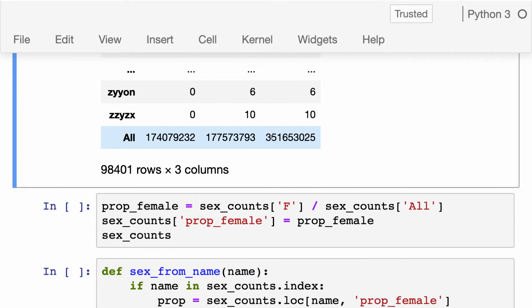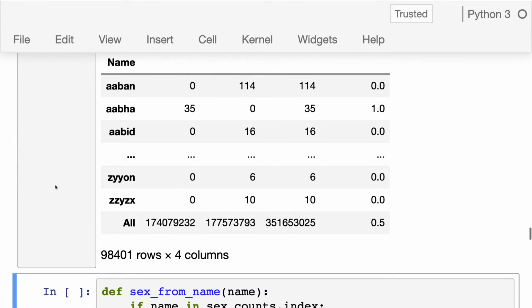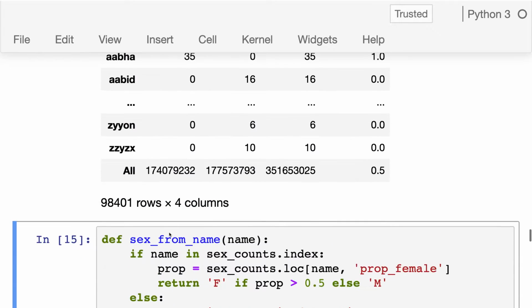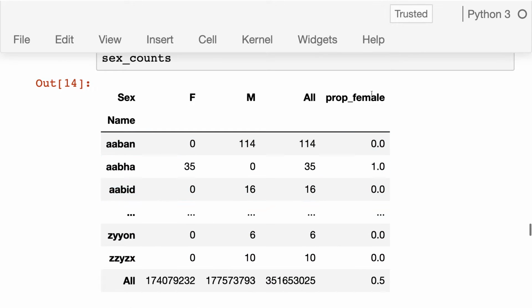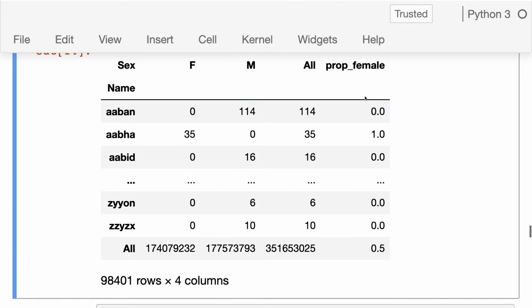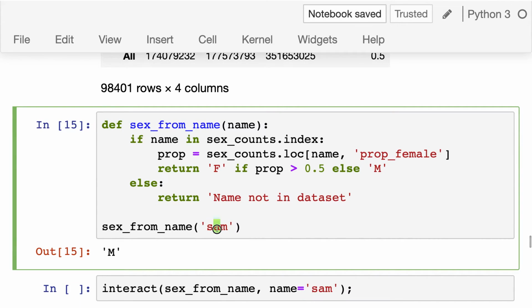What we can do is apply the same logic to everyone in this class. I'm going to find the proportion of babies that were born female for a particular name. If that proportion is greater than 0.5, then I'm going to say you're probably female. You're more likely to be female than not. And if it's less than 0.5, I'm going to say you're more likely to be male than female. Okay? So we can see here that I made a function to do that for me. And when I type in my name here, it says that I'm probably a male, which I am.